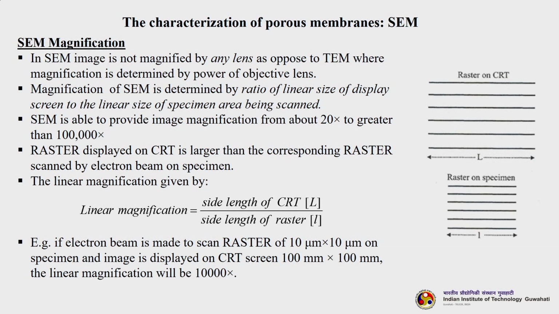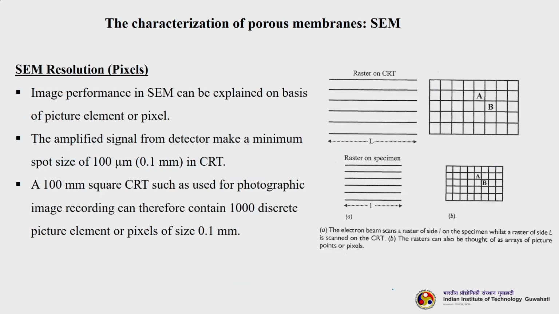So, your linear magnification is nothing but the side length of the CRT divided by the side length of the specimen raster, L. So, this L divided by this L. For example, if the electron beam is made to scan a raster of 10 micron by 10 micron on the specimen, and an image is displayed on a CRT of 100 mm by 100 mm, then the linear magnification will be 10,000x.